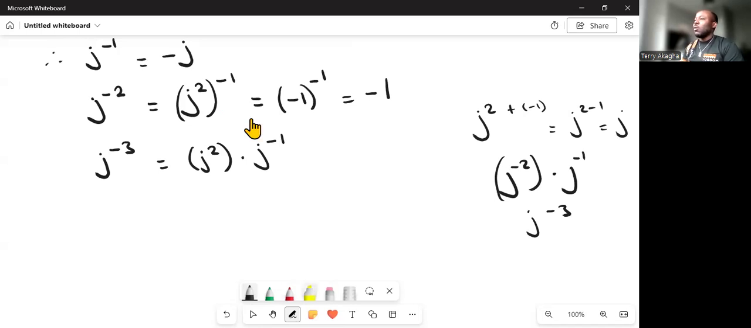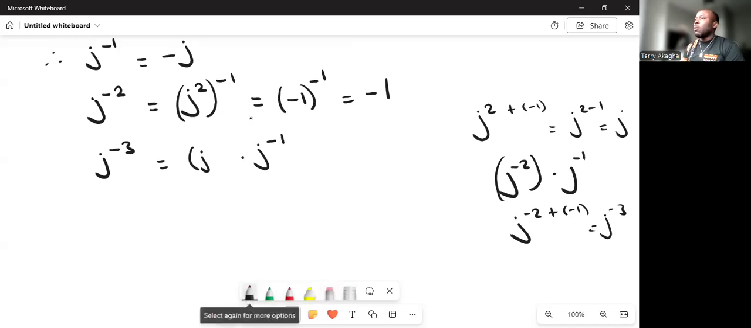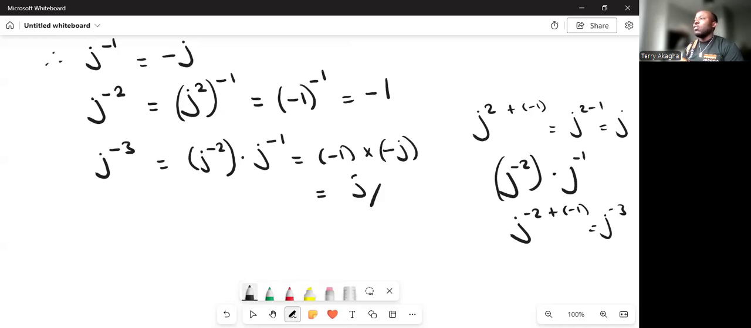Are you seeing it? Just for those that are not following, it's going to be j to the minus 2 plus minus 1, and plus times minus is minus, so it will be j to the minus 3. That means we can't have 2 here. It has to be minus 2. And we've already solved j to the minus 2, and we know it is equal to minus 1. Multiplied by j raised to the power minus 1, which is minus j, we solved that earlier, this is going to give us j.